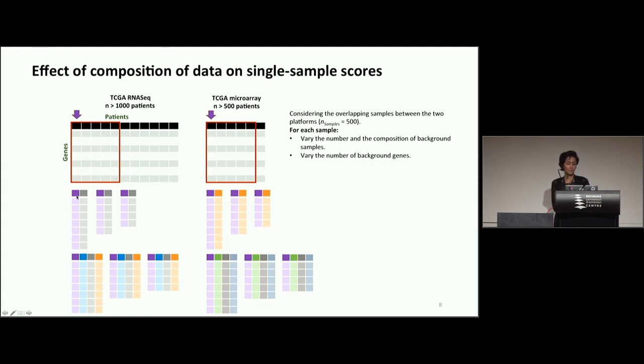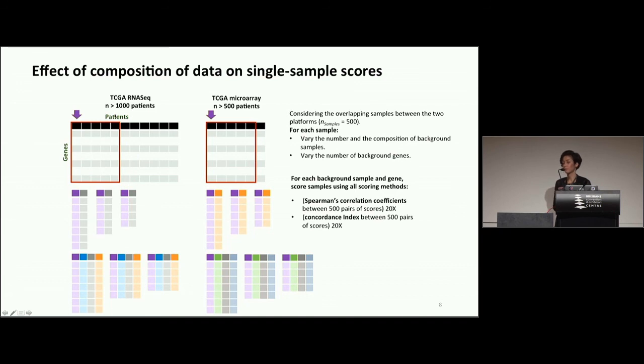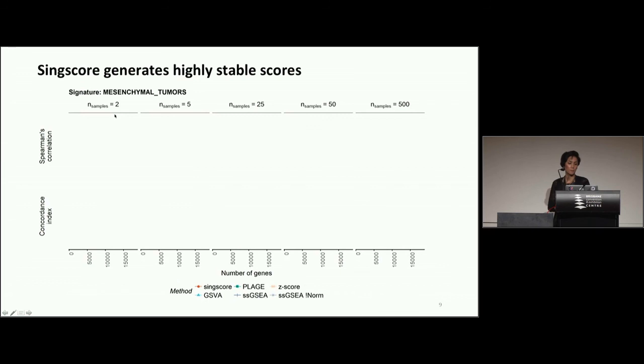Then you can imagine that for this single sample, we score that single sample using all the available scoring methods, and then we go to the next sample, and we do that for the 500 samples that we have. Then we will end up with 500 pairs of scores, and we calculate the Spearman correlation and concordance index, which basically quantifies the amount of concordance that we have between each pair of scores in RNA-seq with the corresponding pair in the microarray data. And obviously, the higher these values are, the more stable the scores are.